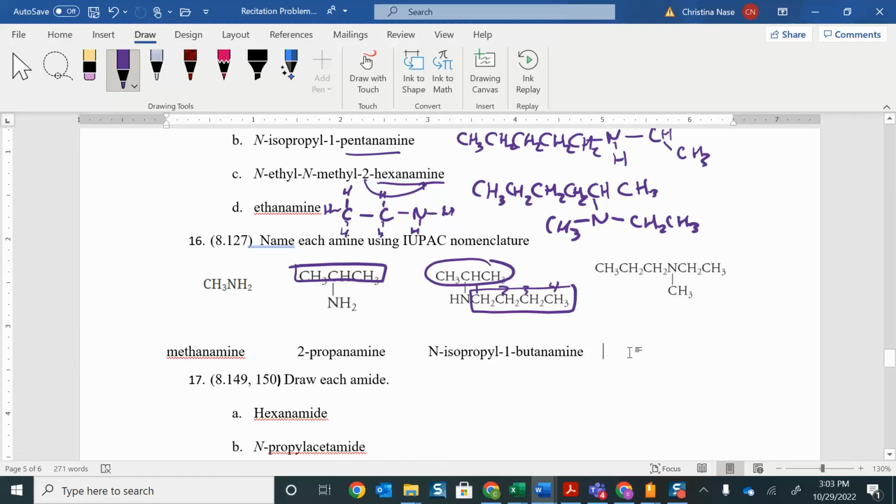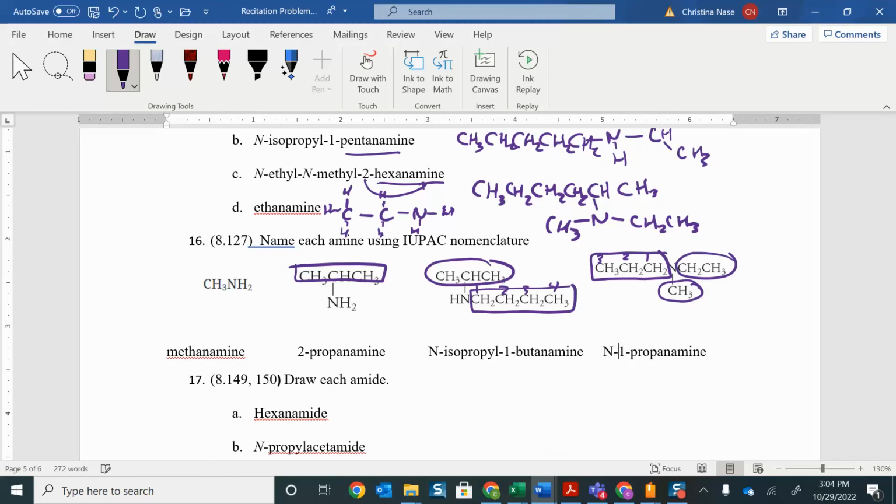And the last one over here, I have 2 substituents. I've got 1 carbon, 2 carbons, 3 carbons. So the 3 carbon one, that's going to be my base chain, propane. But since it's an amine, it's a propanamine. And I want to indicate which carbon it's on. I'll start numbering at this carbon here. 1, 2, 3. And then I just have to name these. So this is going to be an N-methyl and an N-ethyl. So I'm going to put them in alphabetical order.